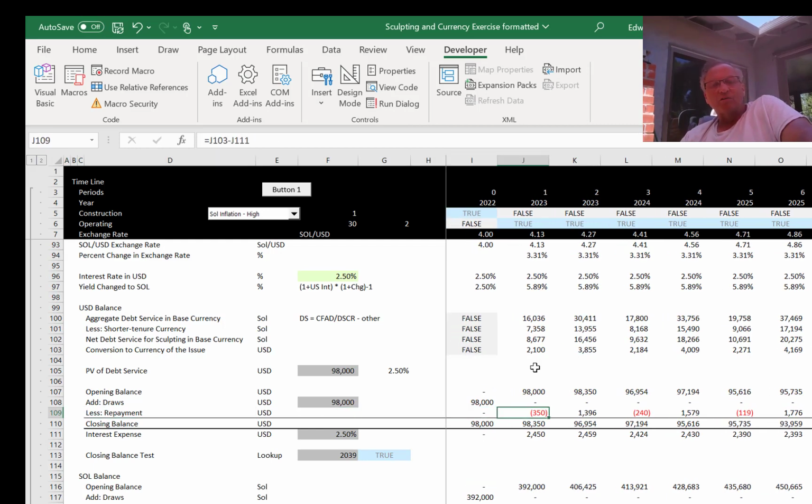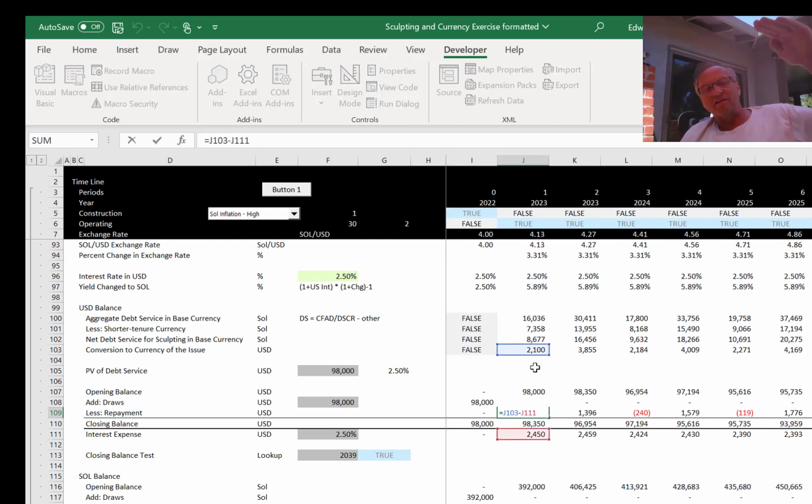And for our repayment, we just go upstairs and find the debt service, take away the interest down below, which is on the opening balance. Never, ever, ever use the average balance. Oh my gosh, that would be bad.